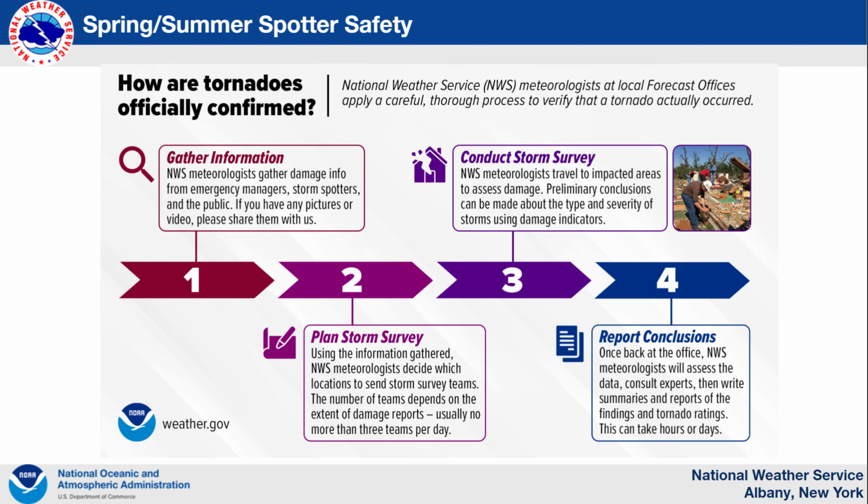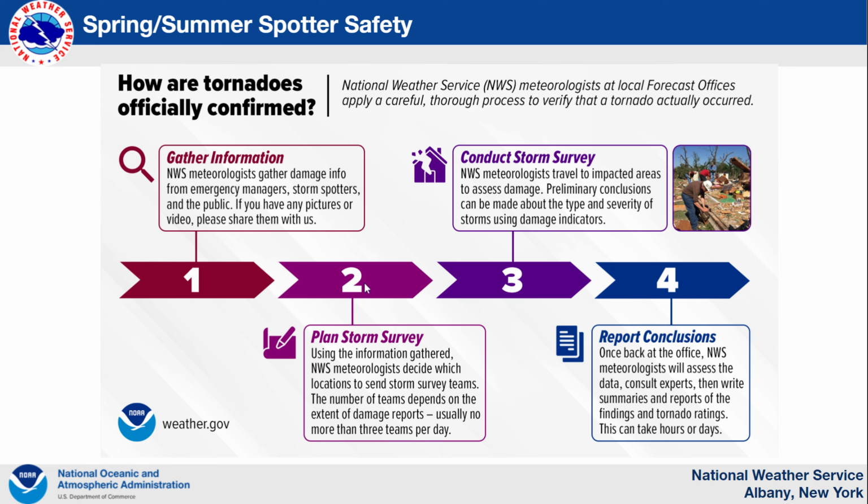Let us go over some safety related to tornadoes. First, how are tornadoes officially confirmed? The National Weather Service does a storm survey to assess the damage. The Weather Service meteorologists gather damage info from emergency managers, storm spotters, and the public. If you have any pictures or videos, always share those with the National Weather Service.